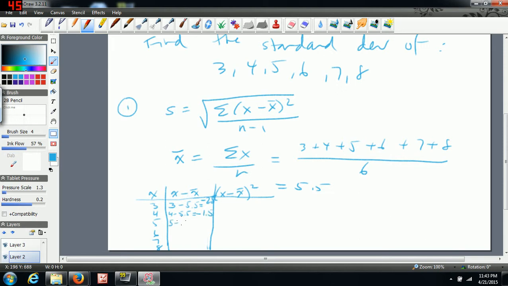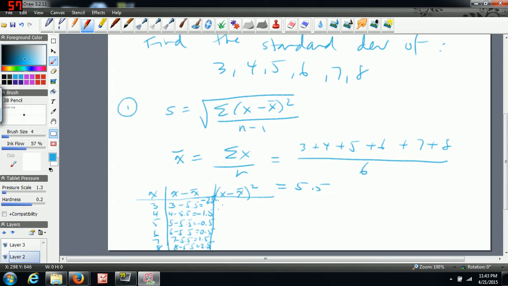So 5 minus 5.5 would be negative 0.5. 6 minus 5.5 would be 0.5. 7 minus 5.5 would be 1.5. And then 8 minus 5.5 would be 2.5. Okay, and then over here what you're going to do is take each value here and square them.